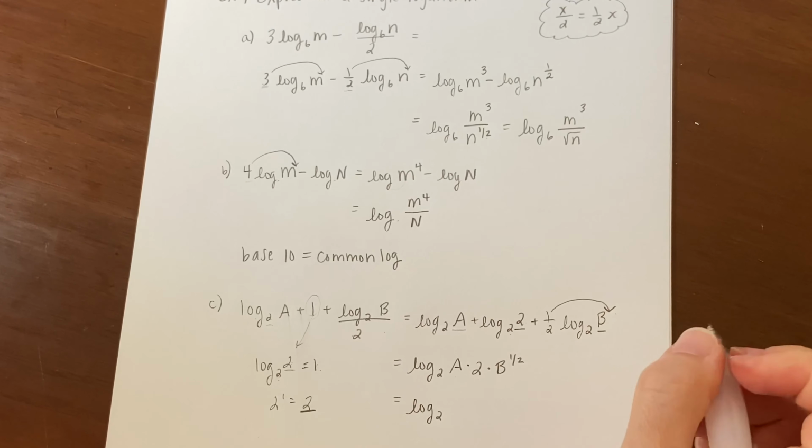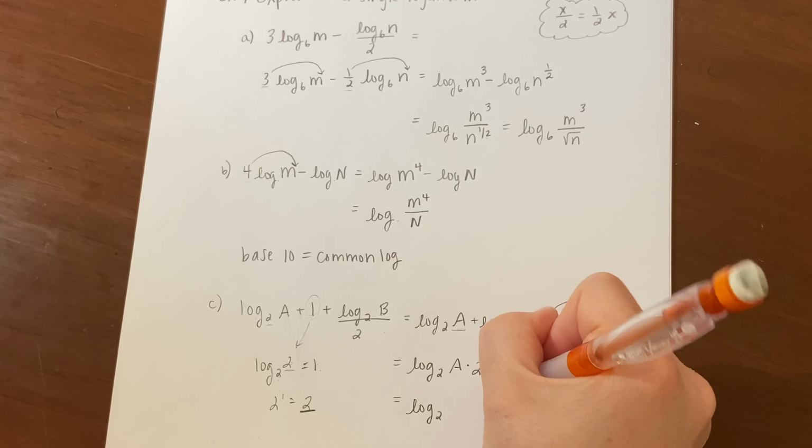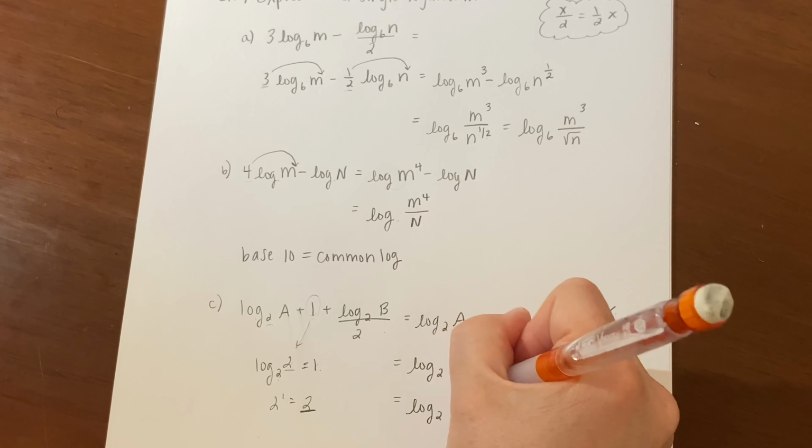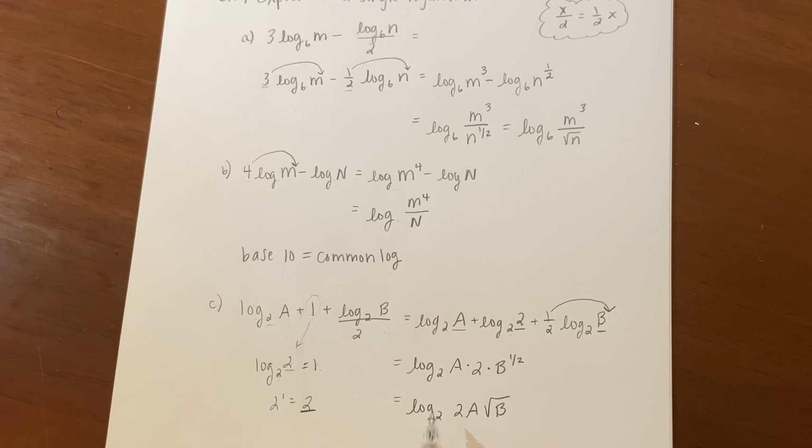Let's clean that up a little bit. B to the 1/2, remember, is the same thing as the square root of b. And then instead of a times 2, we usually write 2a. So this becomes log base 2 of 2a root b. We had 3 separate logs. We condensed them down to 1 log.